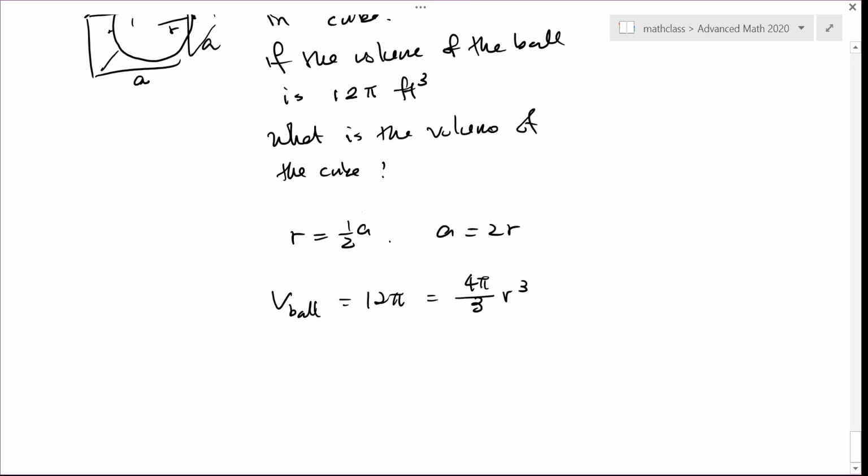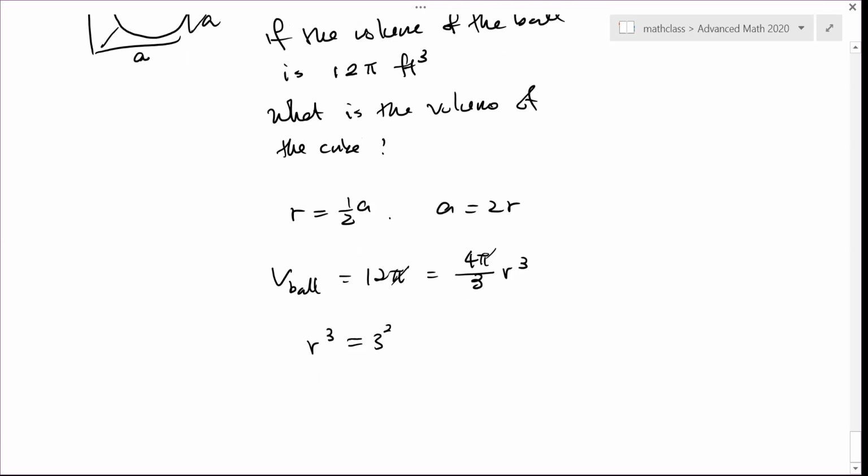So let's figure it out. So R cubed is going to be, pi cancelled out, right? And actually it's going to be 3 squared. R cubed is 3 squared. Can I find R? I probably don't want to find R, okay? Because if you really want to find R, it's going to be 3 squared to the 1/3, or 9 to the 1/3, okay? But we don't need to do that.